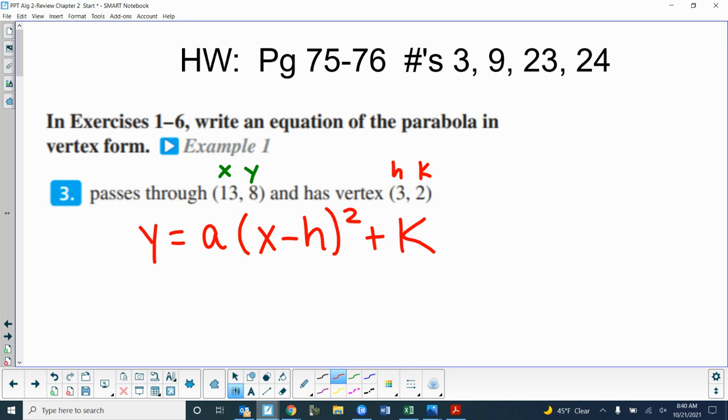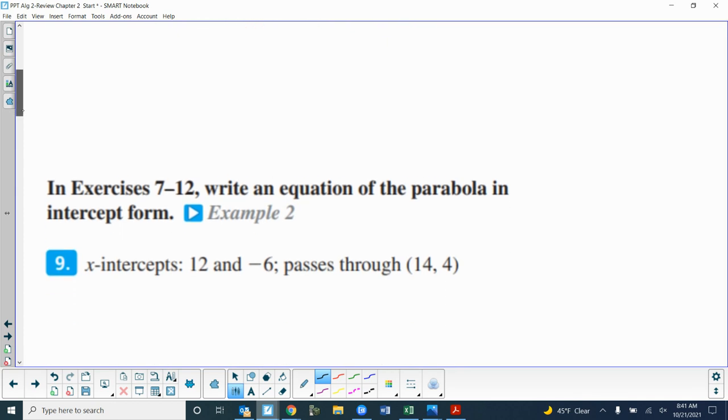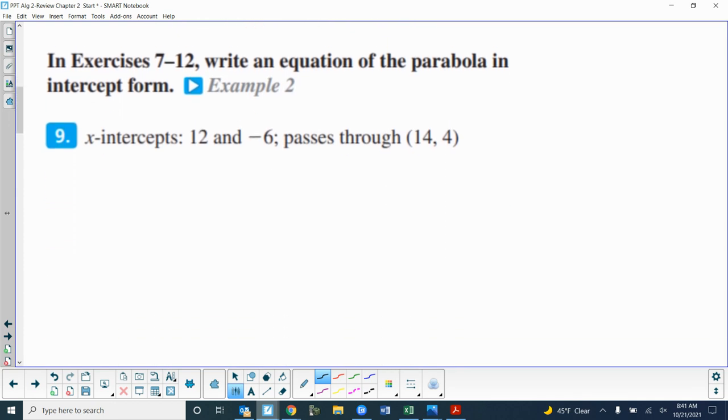You have to figure out this A value to get the right answer, to get the full answer. Okay? Just plugging them in and leaving it is not good enough. Okay? Questions? We good on 3? All right, number 4. All right?